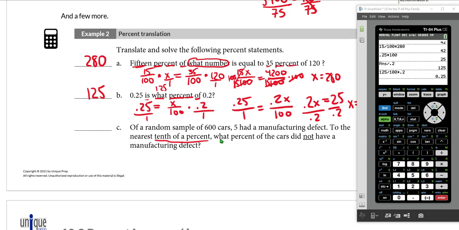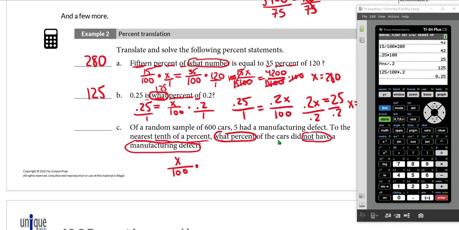Okay, so I am rounding here. What percent of the cars did not have, by the way, I should have circled the what there, or what percent, what percent did not have a manufacturing defect? So that's what I need to find here. What percent of the cars did not have a manufacturing defect?